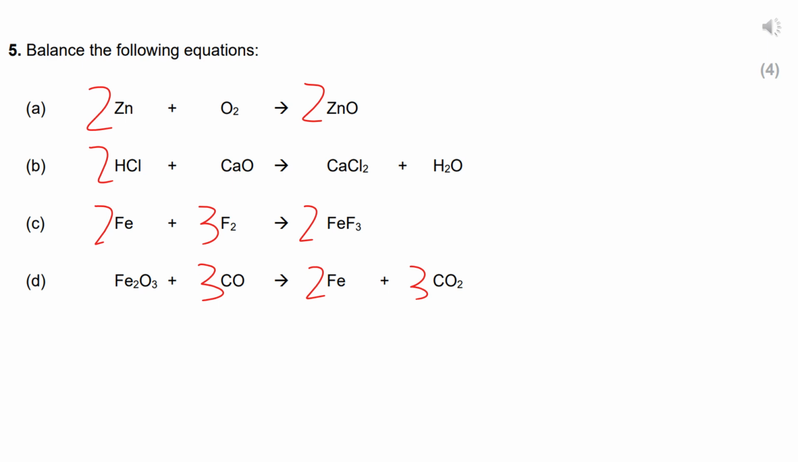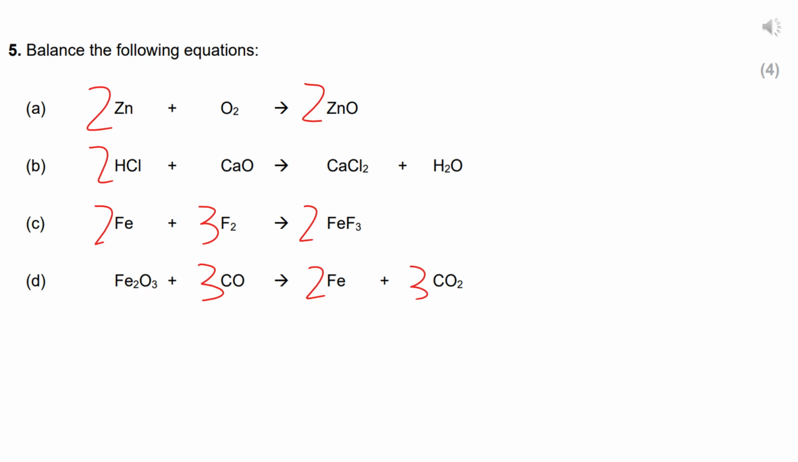Lots of you just put a half in front of O2, so ended up with kind of a 1, a half, 1 as we go through the reaction. That's absolutely fine. Yeah, as long as it's in the right ratio, that's absolutely fine. For B then, I've put a 2 in front of the hydrochloric acid in this reaction, which balances my equation. For C, I've got 2 Fe and 3 F2 going to make 2 FeF3. Again, multiples and fractions are fine.